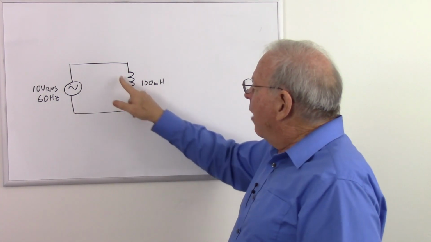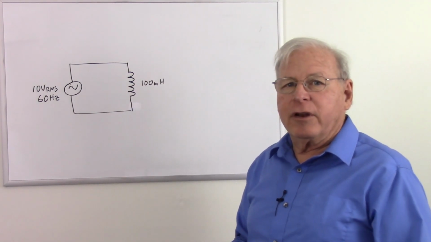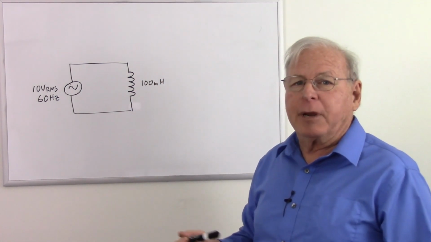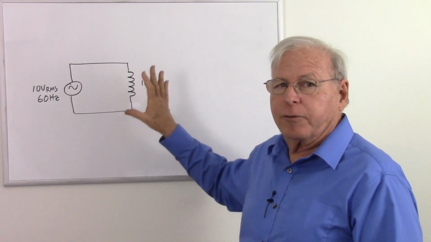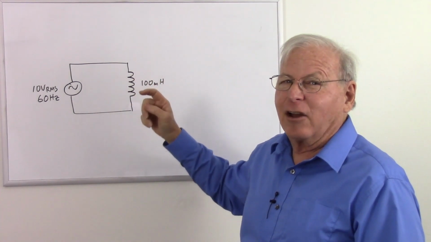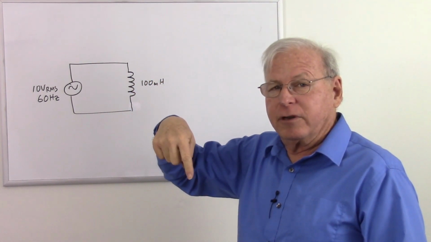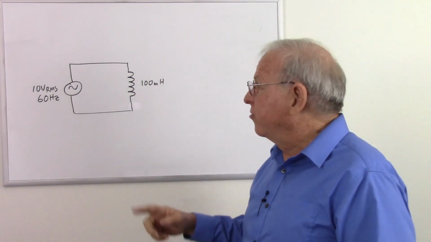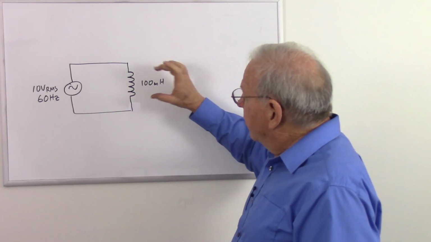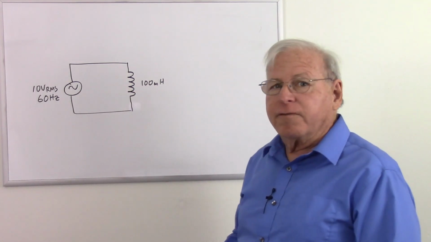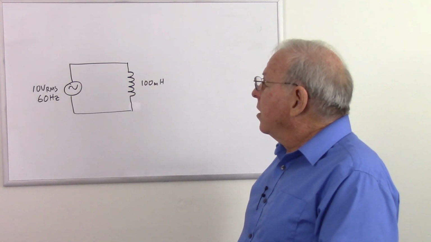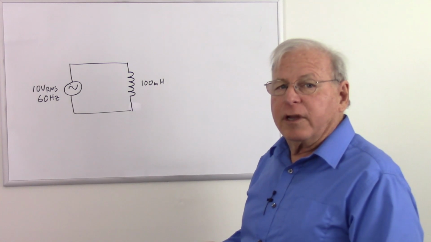Now, how much opposition to current flow is that going to offer? Now we know that there's some resistance, but I'm not going to specify that. In fact, just to simplify things, let's say there's no resistance, because that really makes it complicated. I talk about that in a previous video titled Inductors in AC Circuits. But let's just assume there's no resistance just to simplify things. How much opposition to current flow is that offering? Well, we call that opposition to current flow inductive reactance.